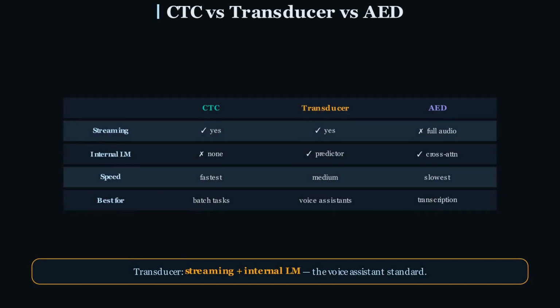Quick comparison. CTC is fastest but needs an external language model. The transducer streams natively with built-in language context, the industry standard for live voice assistants. Attention encoder-decoder achieves the highest offline accuracy but requires the full audio before emitting any text.